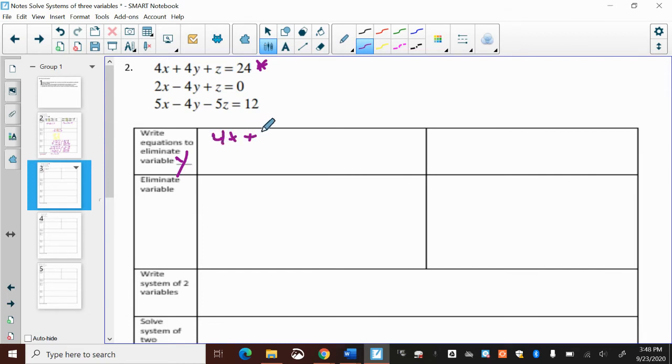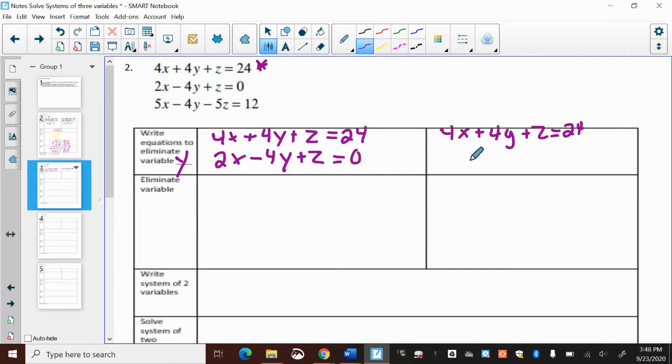I'm going to rewrite the equation that I'm using in both spots. Good. Okay, I'm going to write the second equation over here. Plus c equals 0. And the third equation I'm going to pair up with this guy. Okay, so let's do our eliminating.